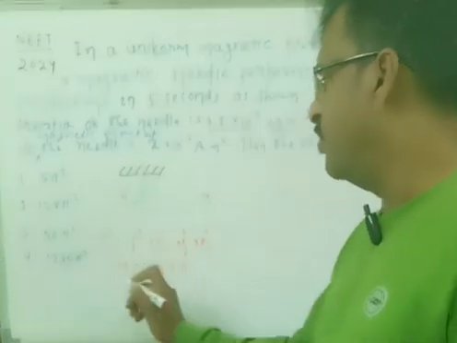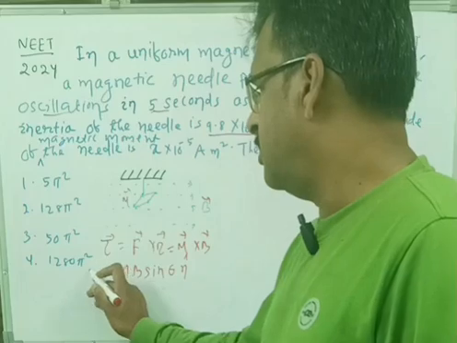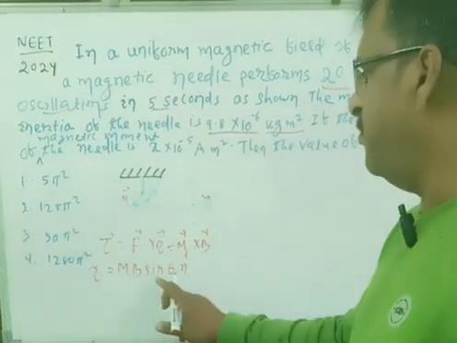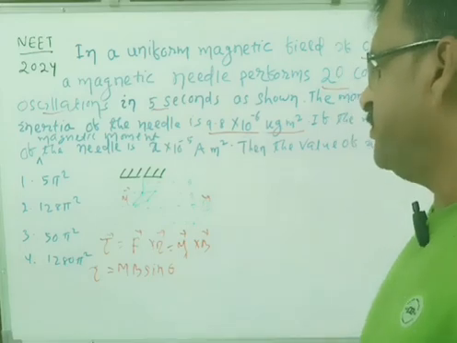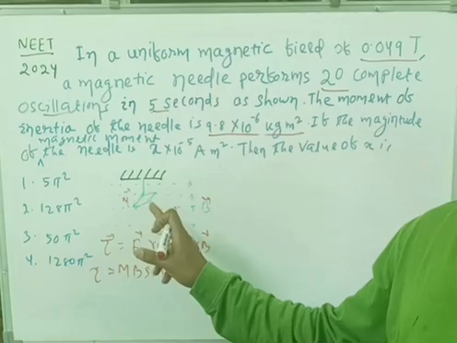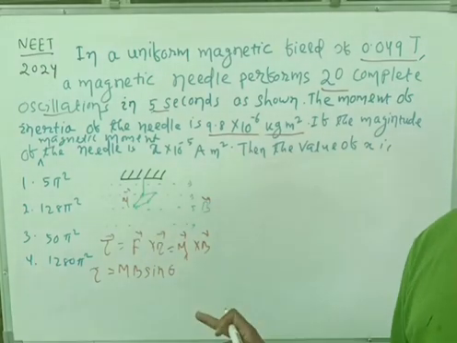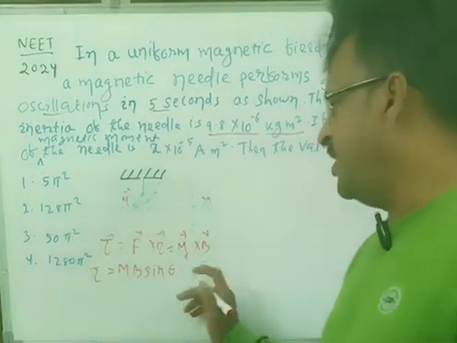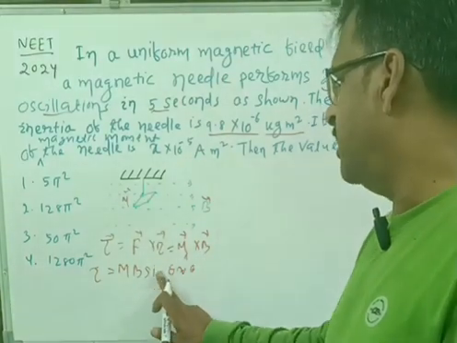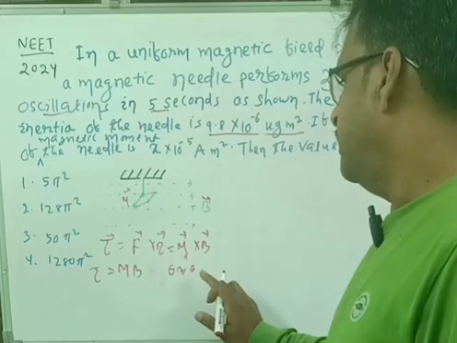So what will be the magnitude of this torque? The magnitude of torque will be MB sin theta, and this theta is very small. The angle of oscillation of the magnetic needle is very small, so sin theta can be equated with theta, and we may write MB theta.